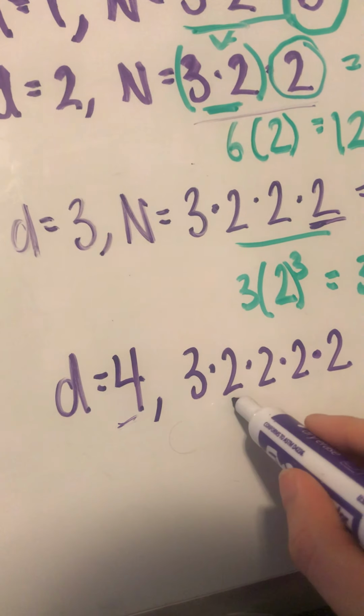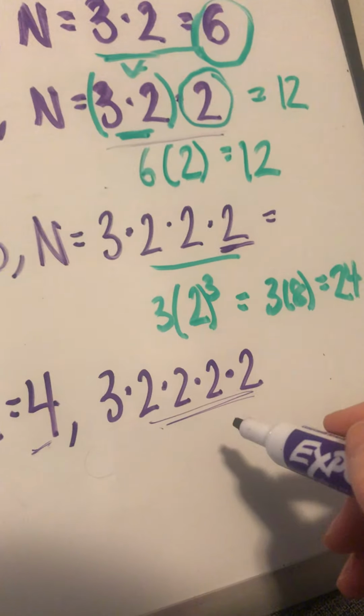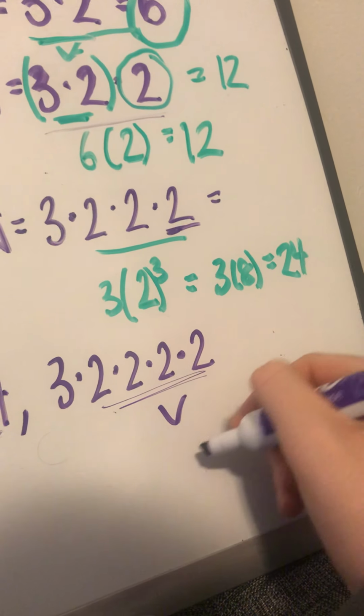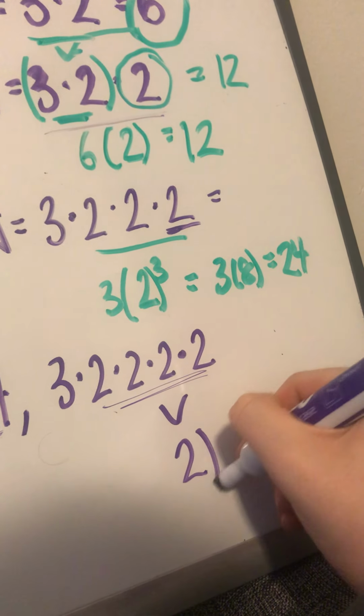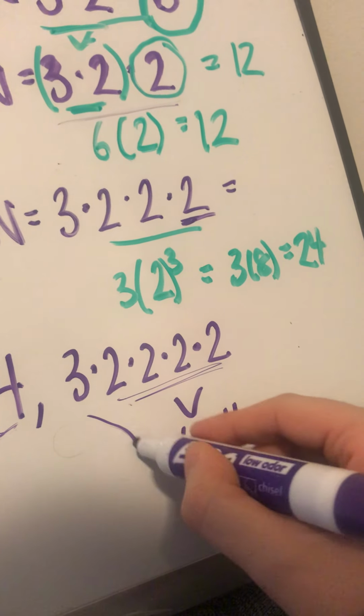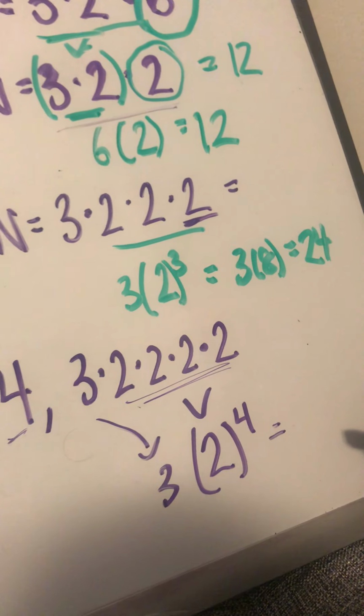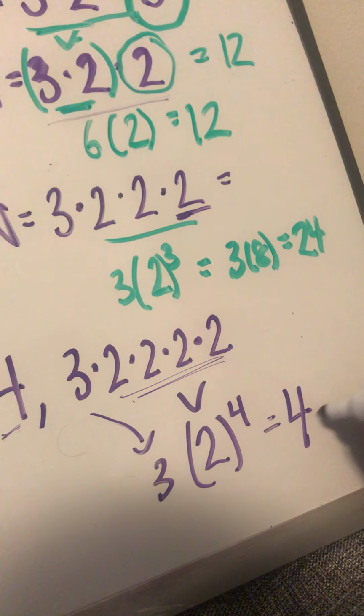Notice, day 4, I have 4 2's there. Well, again, let's not be crazy. Let's represent it using exponents. I can now write this base as 2 raised to the 4th power. And then I'm just bringing that 3 down. And we already know, looking at my table, that this is going to give me 48.